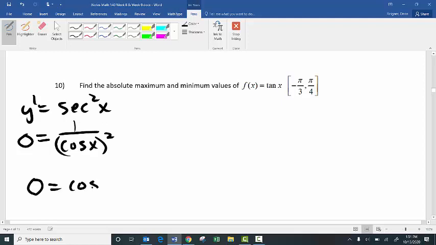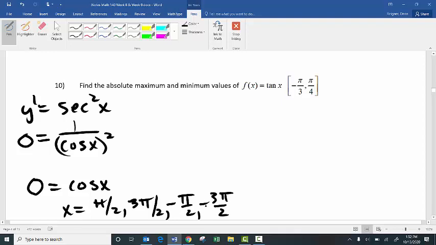So cosine is 0 at a lot of different places. It's 0 at pi over 2, at 3 pi over 2, at negative pi over 2, at negative 3 pi over 2, and so forth and so on. So now you have to look: are any of these critical numbers? They keep going on forever. So this is where the derivative is undefined, which are critical numbers. Could be kind of an asymptote in this case possibly. So what you do then is you check them to see if any of them are up there. And actually, none of them are in that range there.